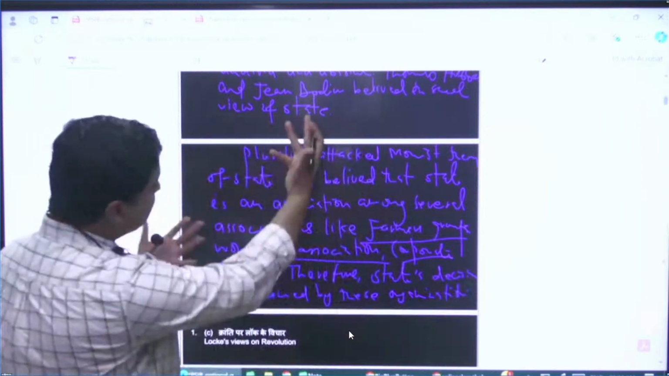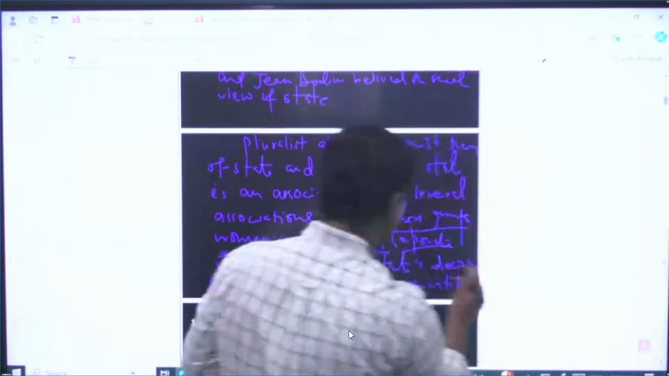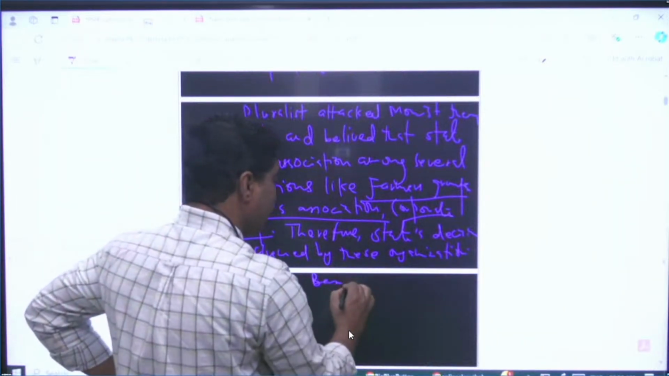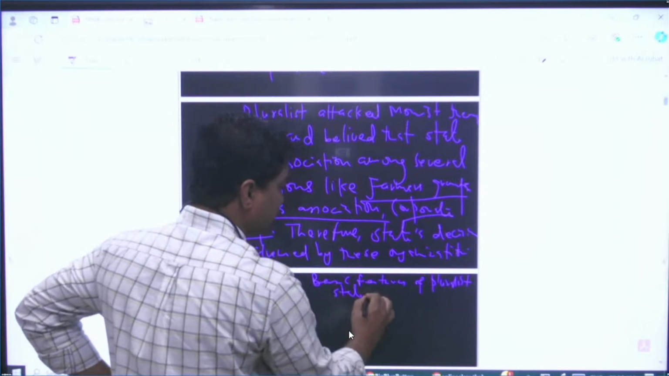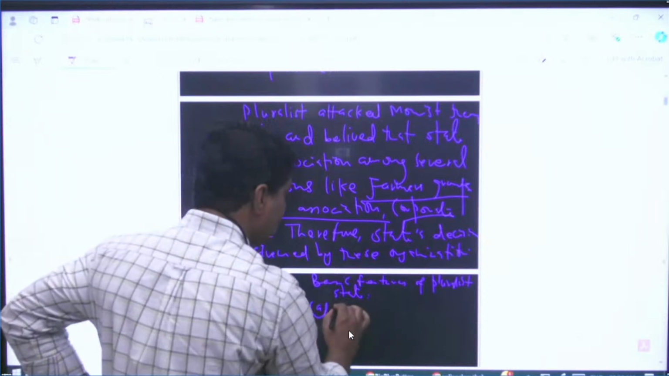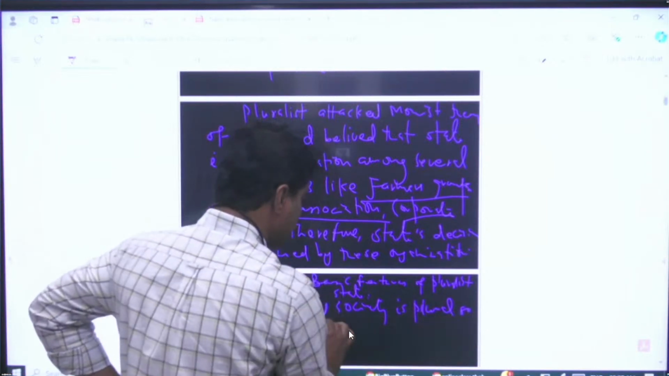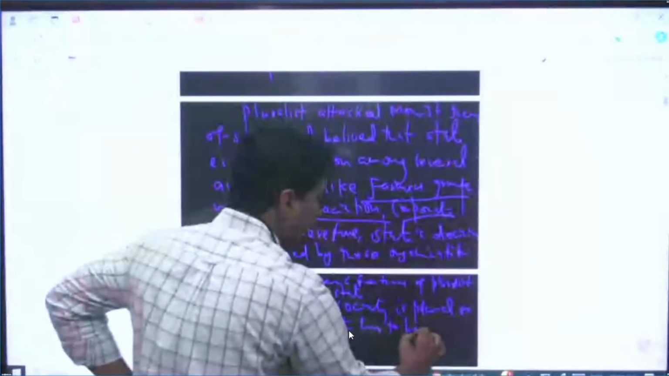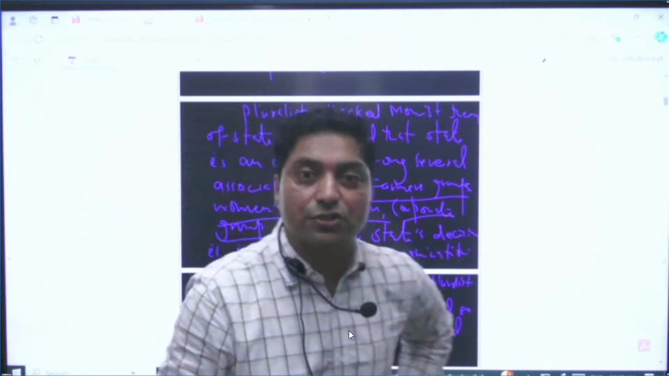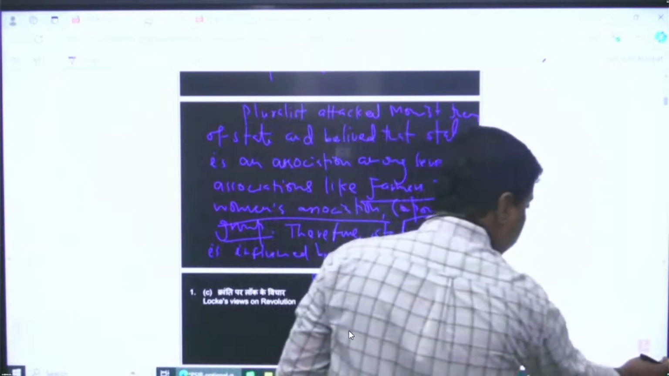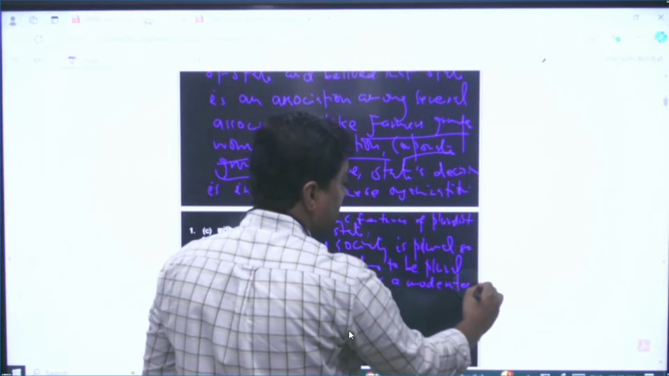Now we have already written the major exponents. Now you have to talk about the central tenets, the basic features of the pluralist state. Now first, society is plural, so the state has to be plural, because there are many organizations. Now second, a state is a mere moderator rather than a master. A state is a moderator among several associations.